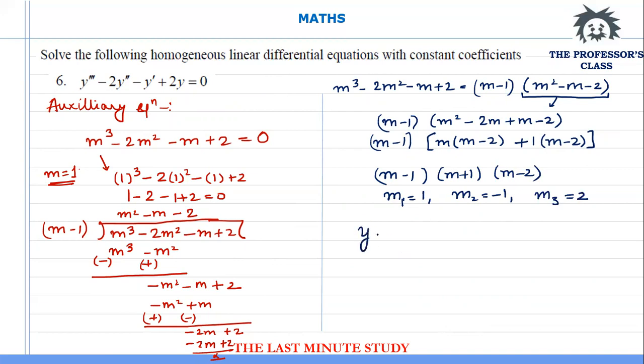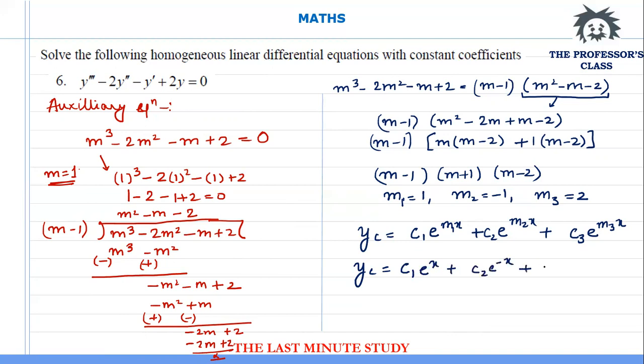Now for this equation, I have three constants. So the solution will go like c1 times e raised to the power m1x plus c2 times e raised to the power m2x plus c3 times e raised to the power m3x. Or if I substitute the values of m1, m2 and m3, I'll get c1 e raised to the power x plus c2 e raised to the power minus x plus c3 e raised to the power 2x. So this will be my final answer for this differential equation.